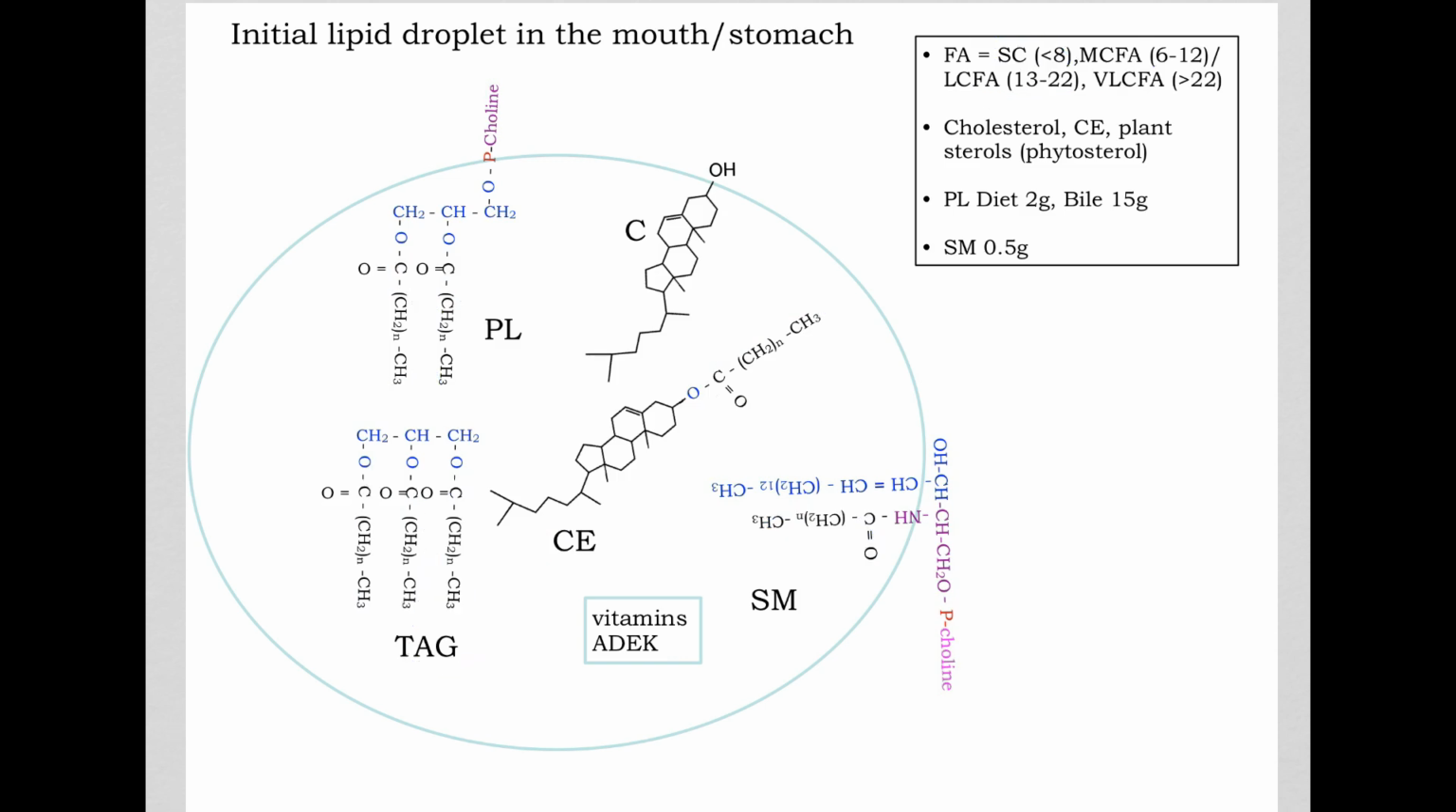And then in the steroid classes, in your diet, you could have free cholesterol, you could have cholesterol ester, you could have sterols coming from plants. These are called phytosterols. And of course, you have a variety of phospholipids. The diet gives you about 2 grams of phospholipids. Bile that comes into your digestive system later in the small intestine has a lot of phospholipids. And then your diet has a small amount of sphingolipids, such as sphingomyelin. So that's basically how the lipid droplet will exist in your mouth and your stomach.